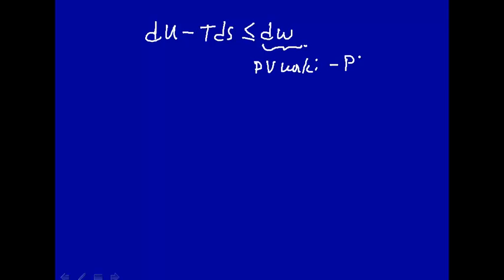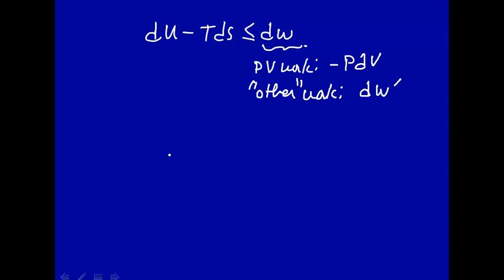I will do the same thing we did for Helmholtz free energy. We'll start with the combined first and second laws: dU minus TdS is less than or equal to dW. Now for the Gibbs, what we're going to do is break this up into PV work, which should be minus PdV, and other work. And that other work, let's denote that as dW prime.